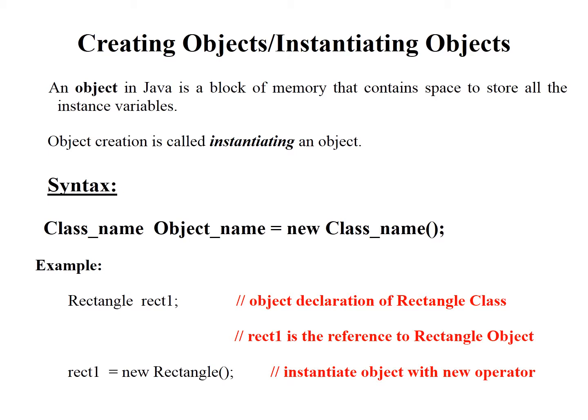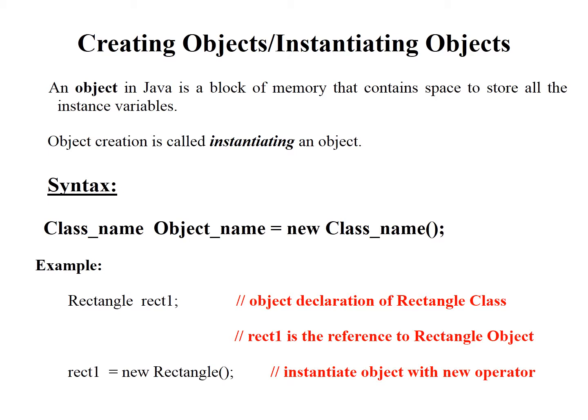The general syntax for object creation is: class name, space, object name is equal to new, space, class name. Here new is the operator that is used for creating the object in memory. An example of object creation is Rectangle rect1. Here rect1 is the object of the class Rectangle, and this statement is known as object declaration. Also, rect1 is the reference to the Rectangle class object.